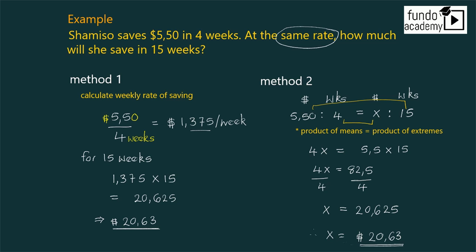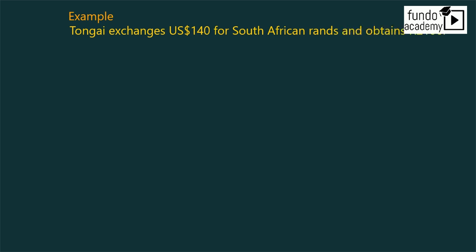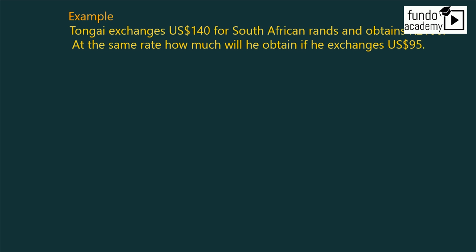We have one more example which I want you to attempt to see if you really understand this. In this example we are talking about exchange rate. Tongai exchanges US dollars $140 for South African rands and obtains 2,100 rands. So at the same rate, how much will he obtain if he exchanges $95? I'm going to give you just a couple of minutes to solve this one. I want you to pause this video at this moment and start working on this one.